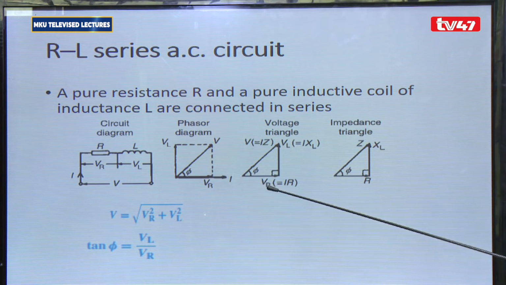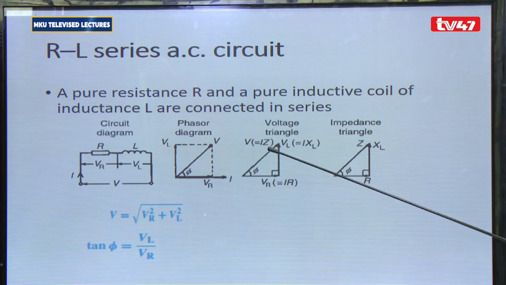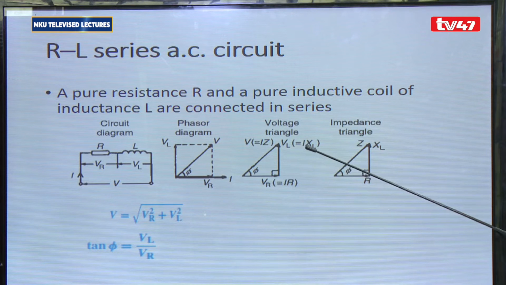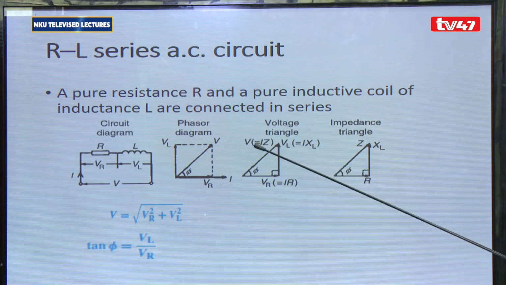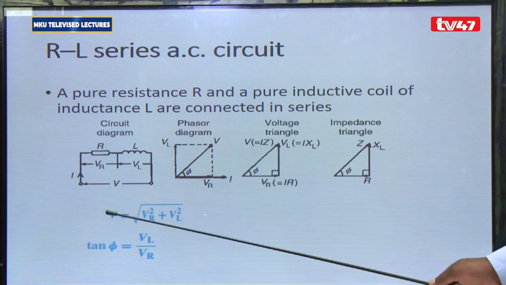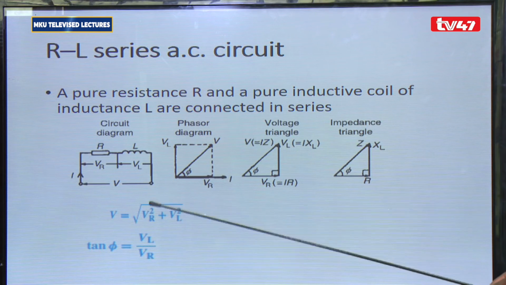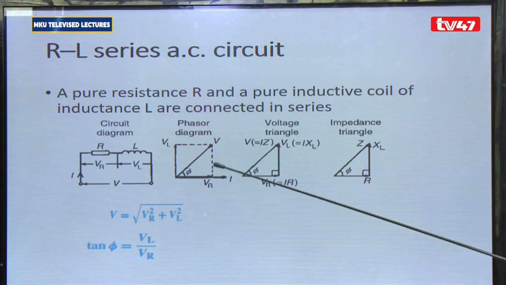So the voltage across the resistor is given by IR. The voltage across the inductor is given by current times the reactance, and the resultant voltage V is given by I times Z, as we are going to see. So we have seen that V is going to be given by the square root of VR squared plus VL squared. So that is what we have seen from this diagram here.